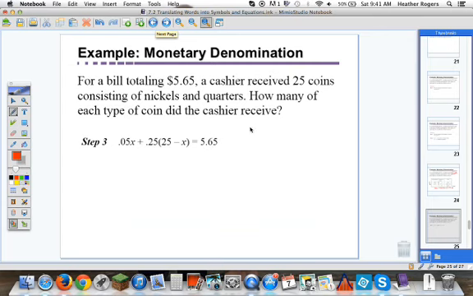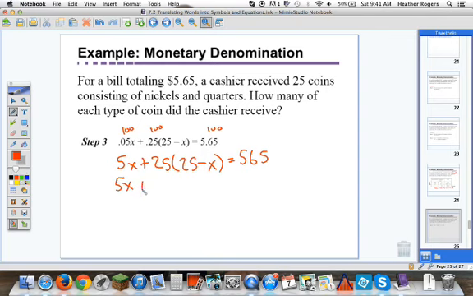Now remember back to the end of 7.1, we don't like fractions or decimals. I'm going to multiply all of these by 100 to get rid of the decimals. That gives me 5x plus 25 times 25 minus x equals 565. Okay? Better than working with decimals. Now I'm going to go ahead and solve. I have to get rid of the parentheses and distribute first. 25 times 25 is 625. 25 times minus x is minus 25x.